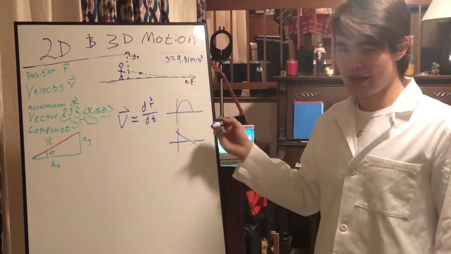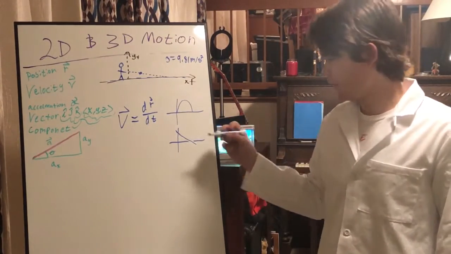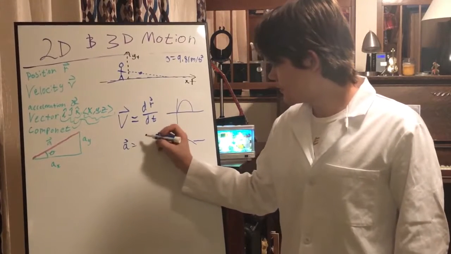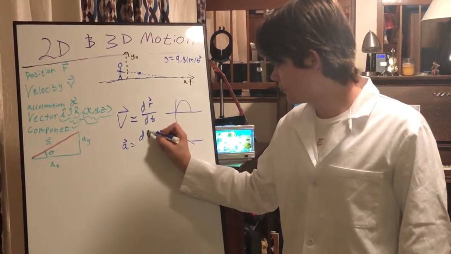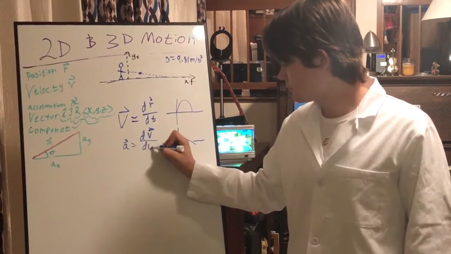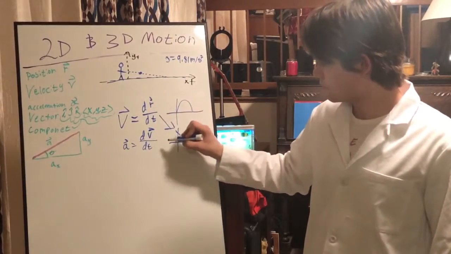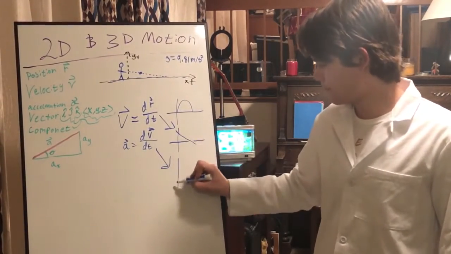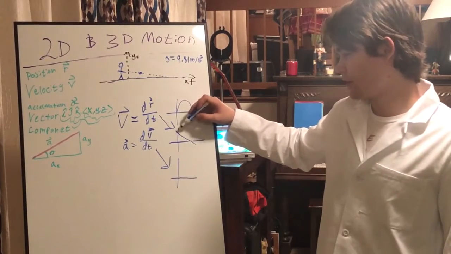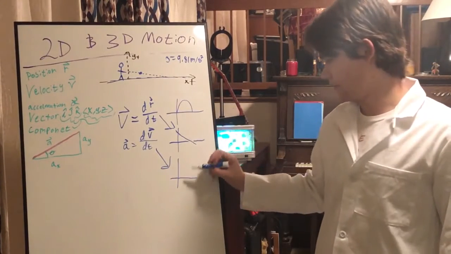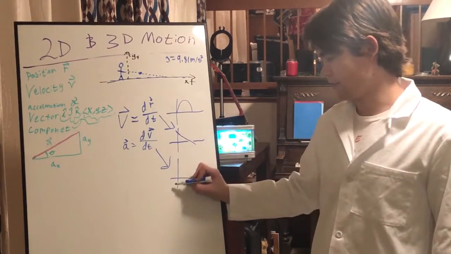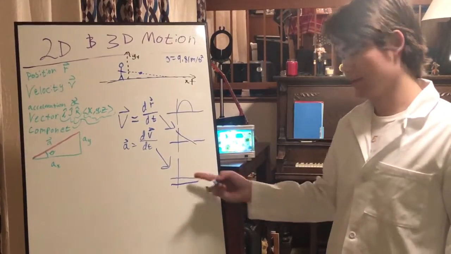Now acceleration has a very similar relationship to velocity. In fact, it's the same. Acceleration is equal to the change in velocity over time. In this example, if the velocity is constantly decreasing, the acceleration must be constant, and it must be negative since the velocity is decreasing. So that would look something like that.